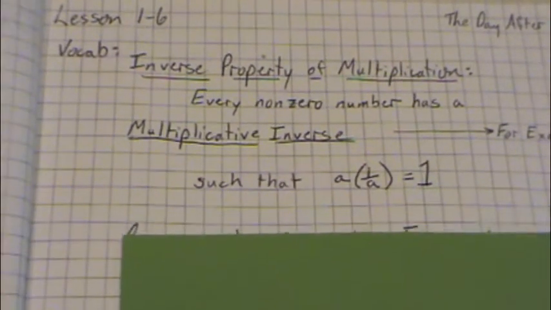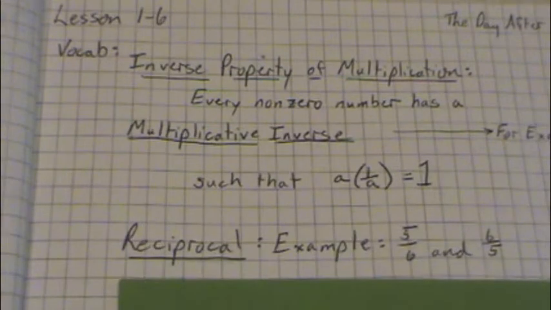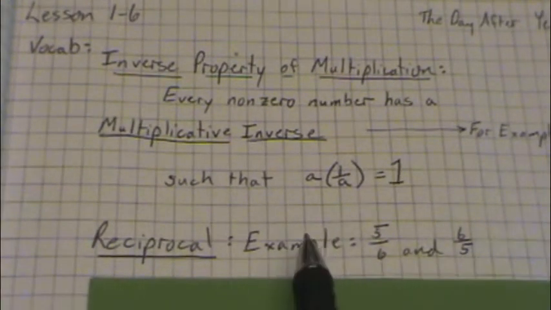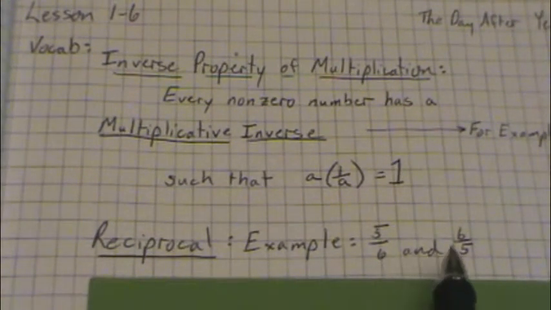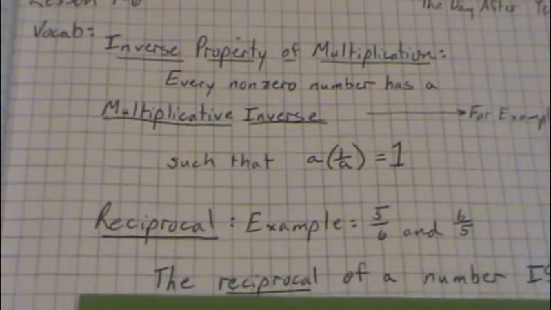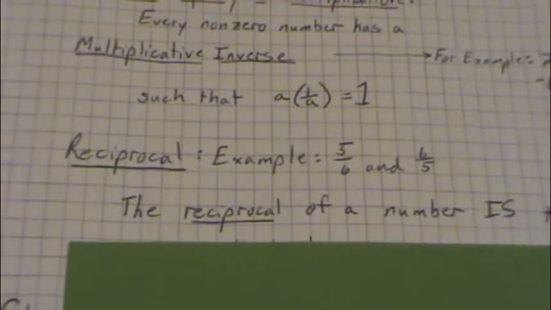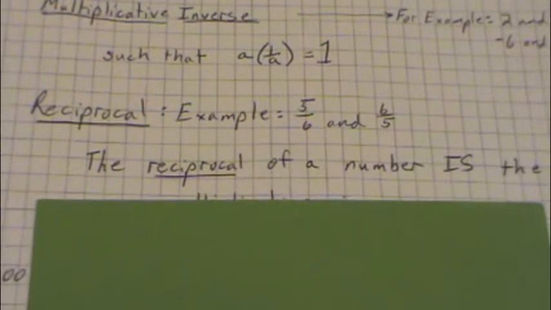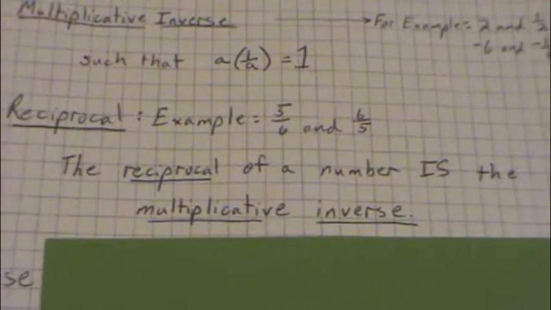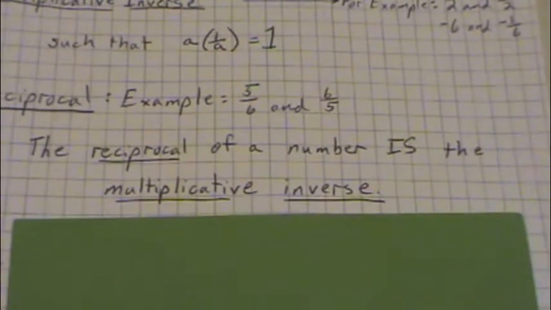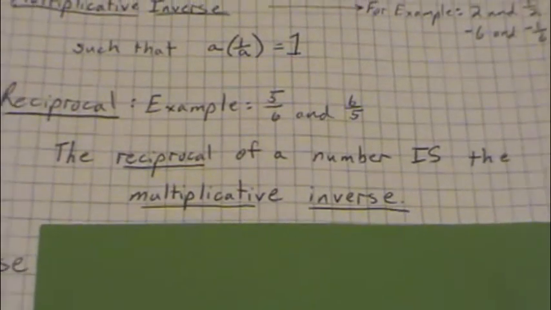Your last vocabulary word is reciprocal, which I think you know. I just gave you a quick example here. 5/6 and 6/5 are reciprocals. And then I gave you something I want you to remember. You don't have to write it down unless it will help you remember it. The reciprocal of a number is the multiplicative inverse.